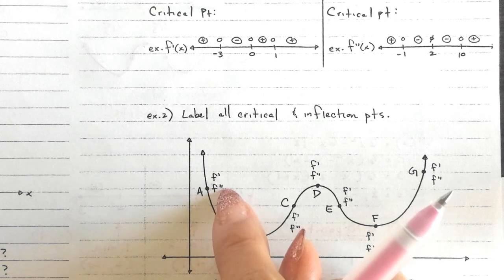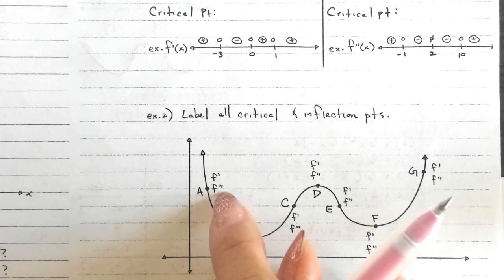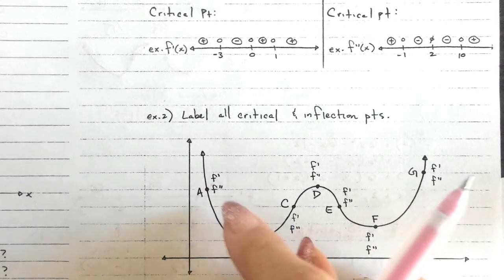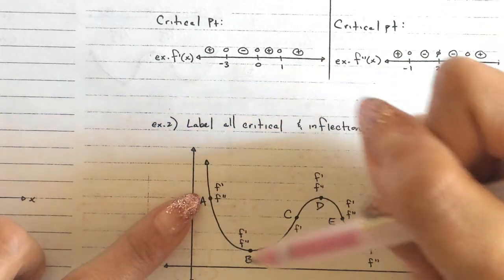And then f double prime, what's f double prime? Oh, that's concavity. Does that look right here at A? Is that concave up or down? Well, if you extend it, it would be like a bowl going up.